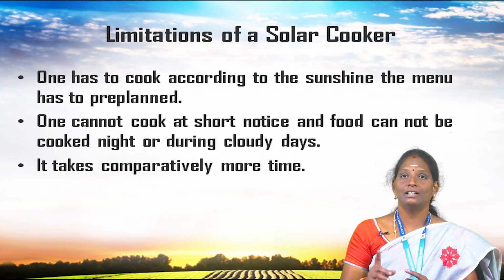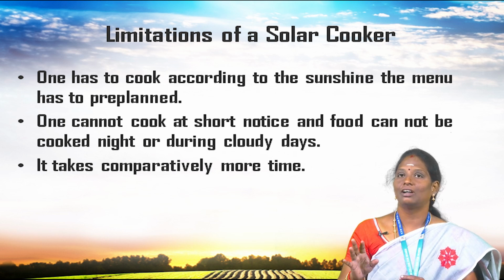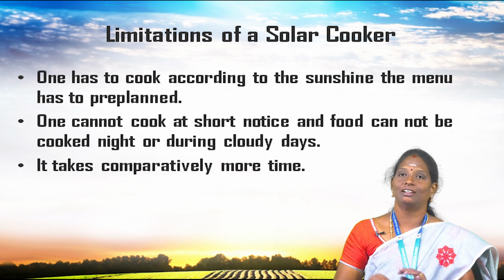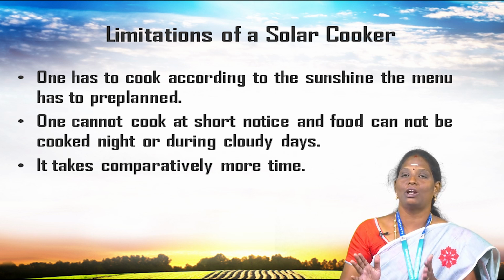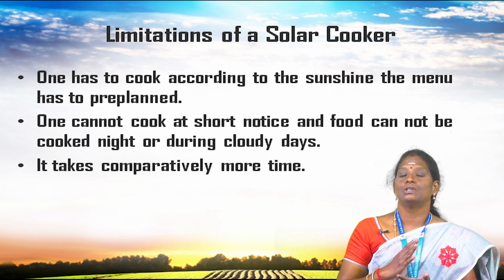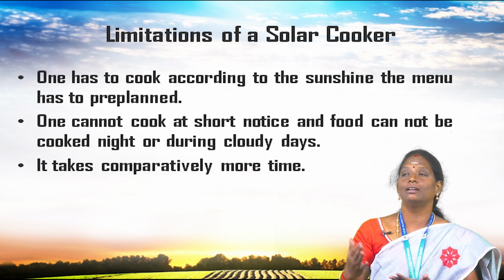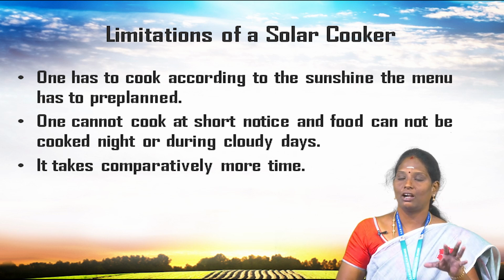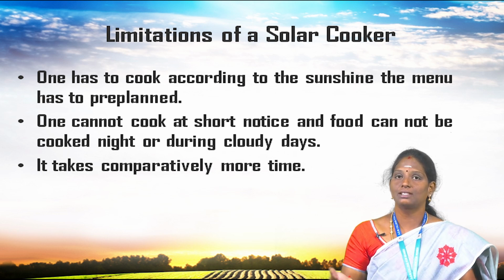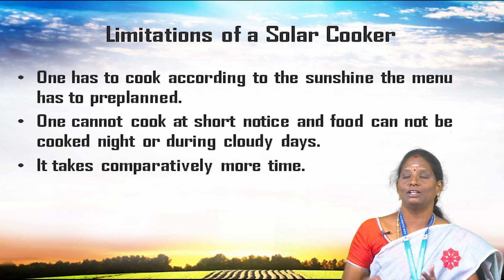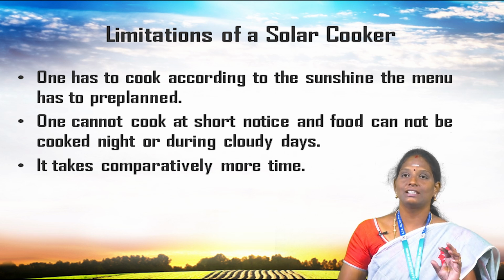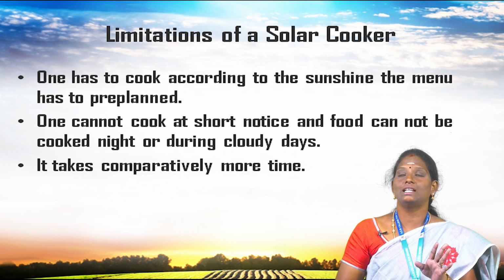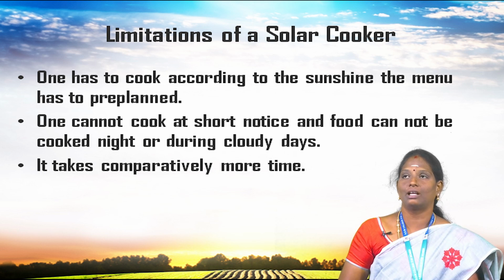One main drawback is one has to cook according to the sunshine. The menu has to be pre-planned. When the sun shines only, the cooking takes place. So we have to pre-plan according to this. One cannot cook at short notice and food cannot be cooked during night or during cloudy days. It takes comparatively more time. These are the merits and the limitations of solar cooker.